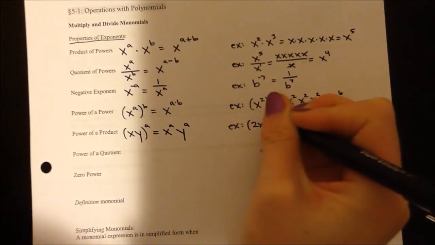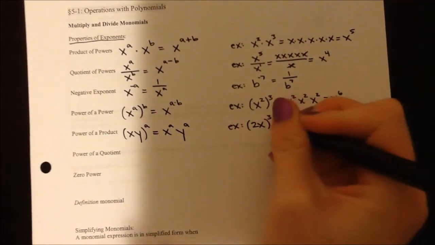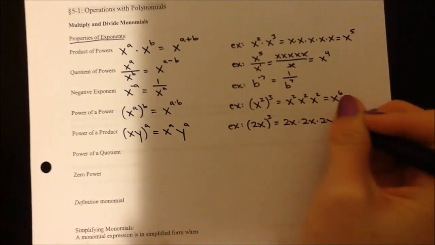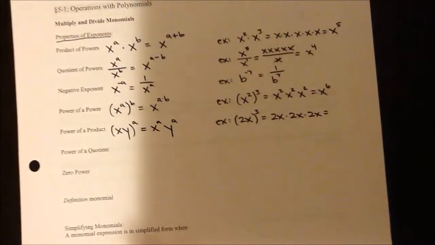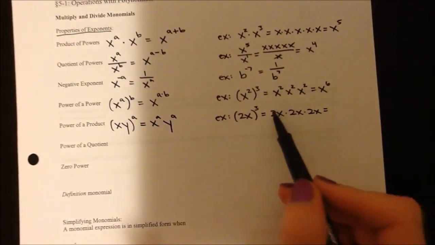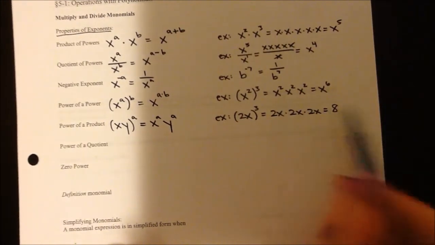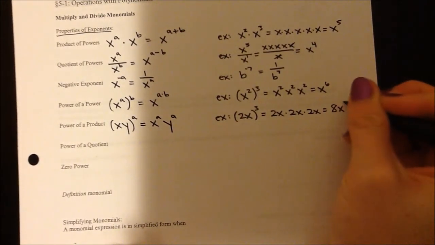2x to the 3rd. Remember, raising something to the 3rd really means I'm multiplying it by itself 3 times. And so when I multiply like terms together, I multiply 2 times 2 times 2, which gives me 8, and I multiply x times x times x, which gives me x cubed.